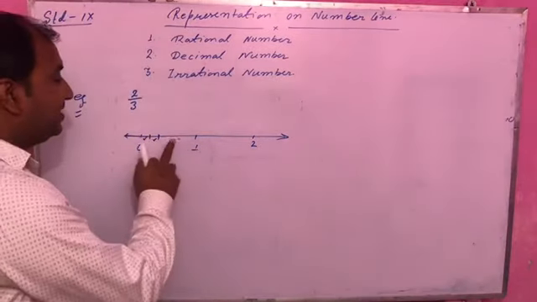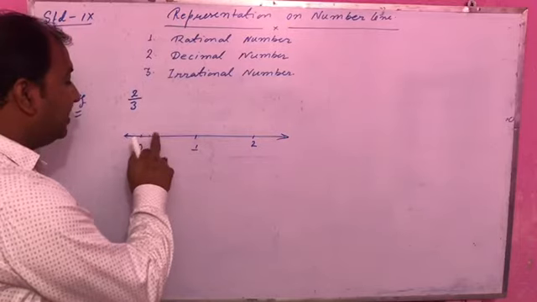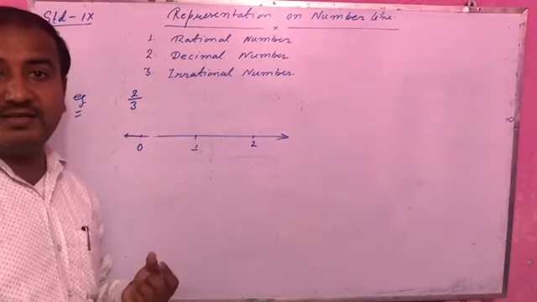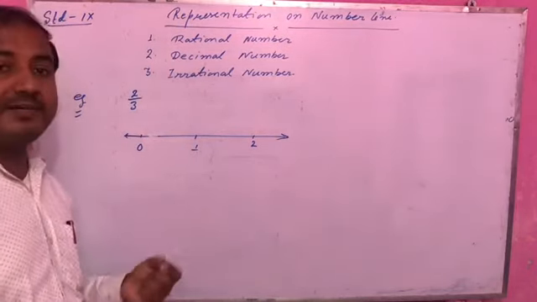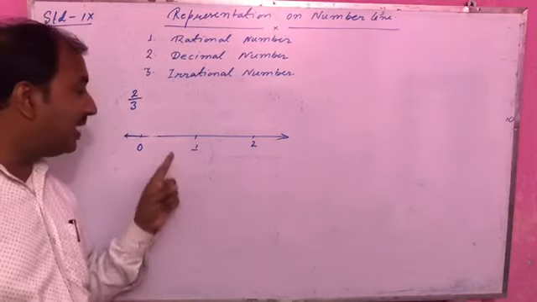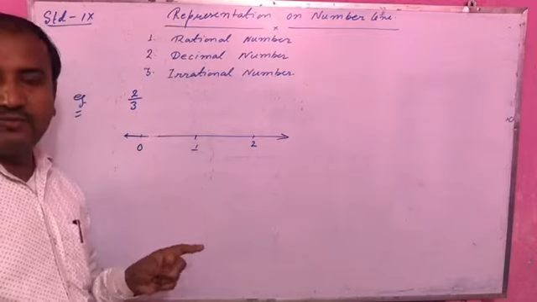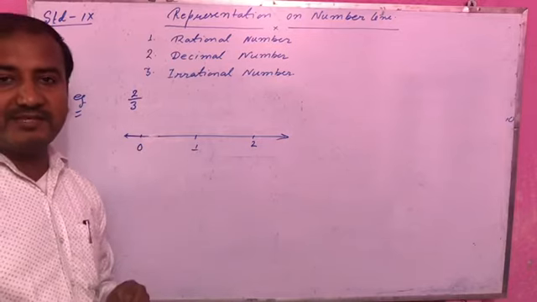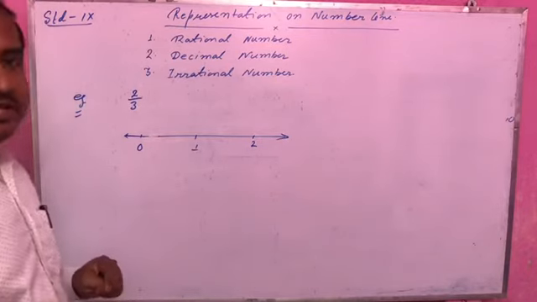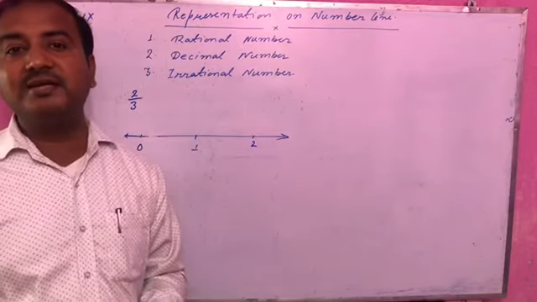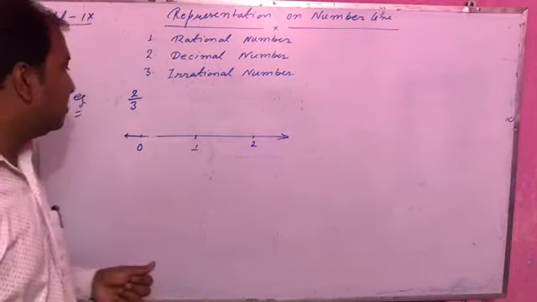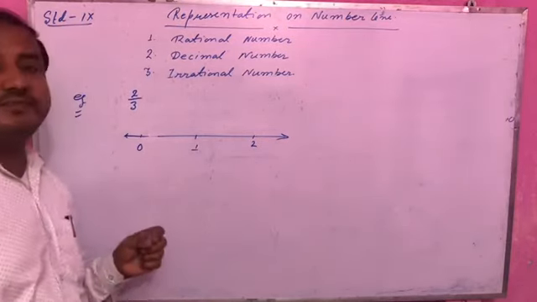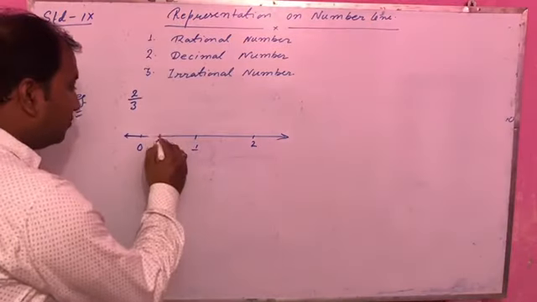Actually, we have to divide the distance between 0 to 1 in 3 equal parts. और जब आपको 3 इक्वल पार्ट में डिवाइड करने हैं, you will have to draw 2 lines. 4 इक्वल पार्ट में डिवाइड करने हैं, you will have to draw 3 lines. 5 इक्वल पार्ट में डिवाइड करने हैं, you will have to draw 4 lines. जितने पार्ट में आपको डिवाइड करने हैं, उससे एक कम लाइन आपको ड्रॉ करना होगा. So actually the distance between 0 and 1 will be divided into 3 parts, means we will have to draw 2 lines. 1, 2.